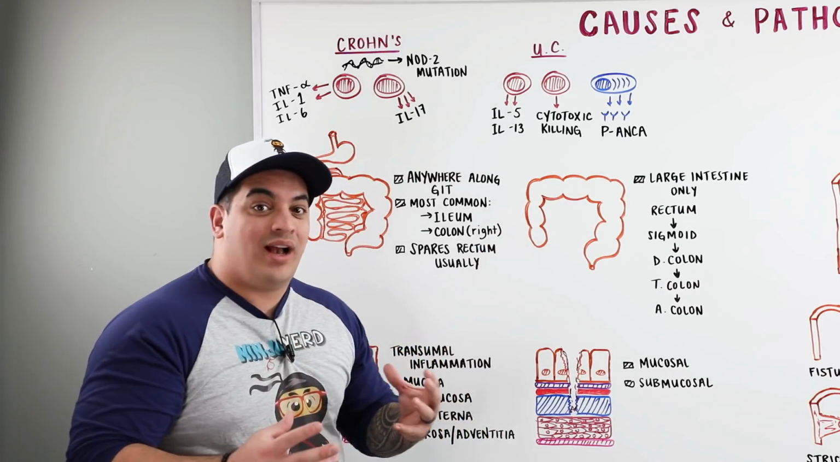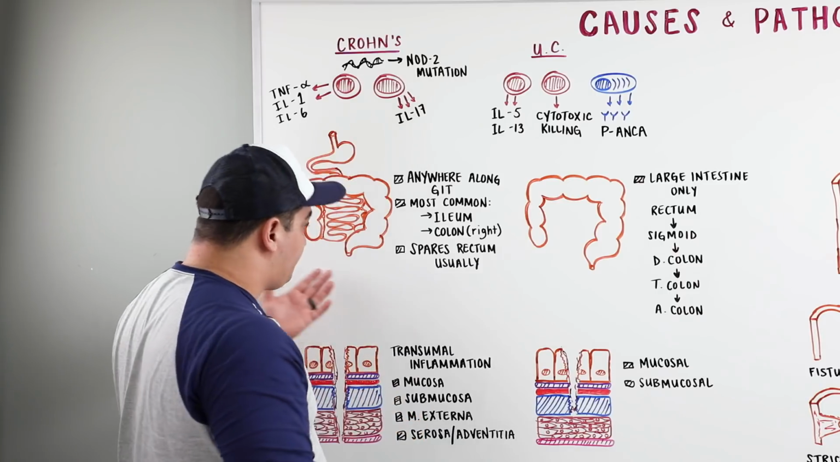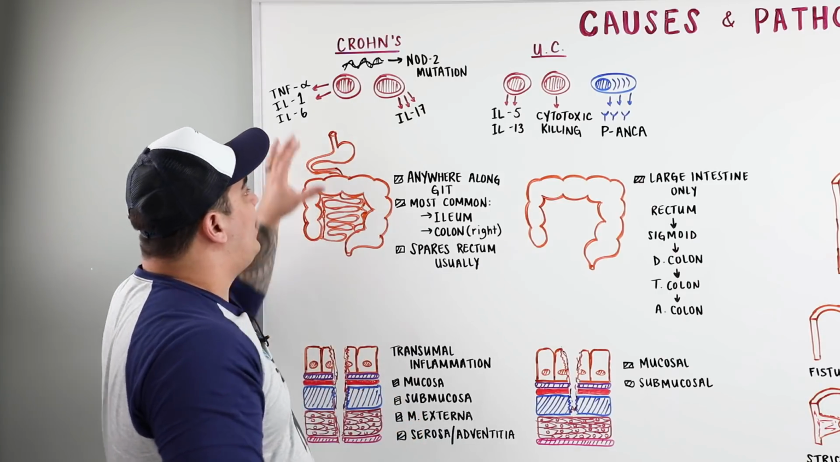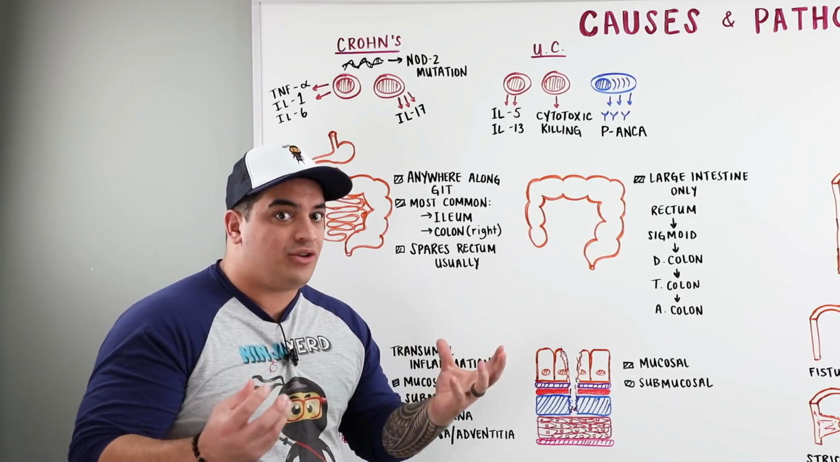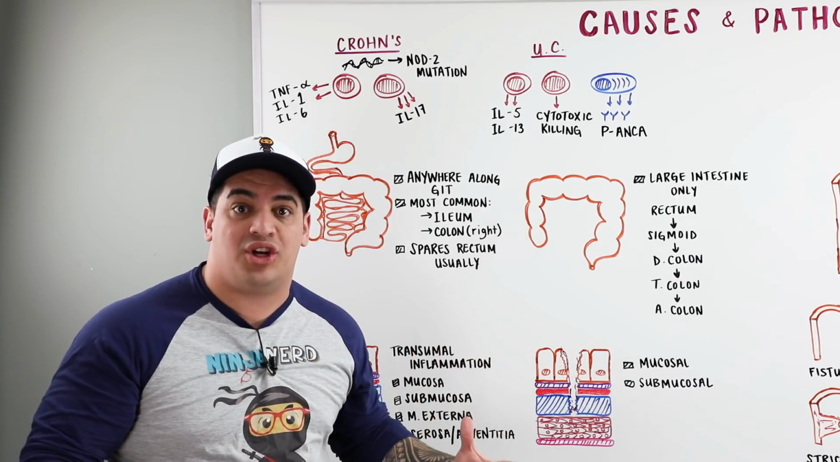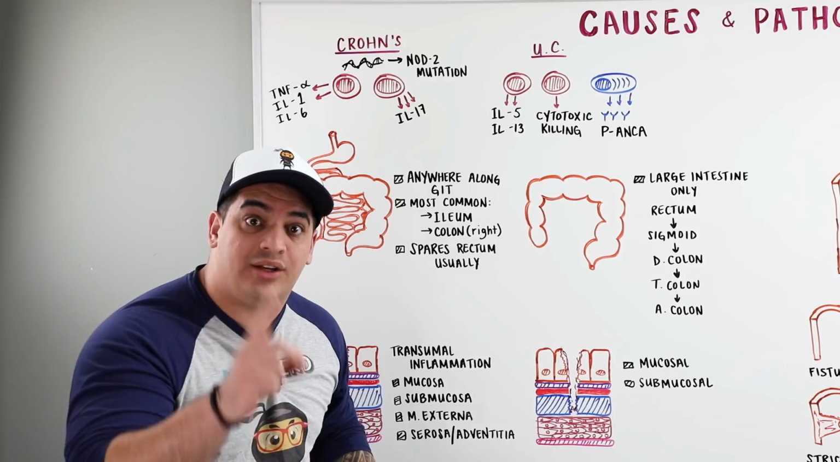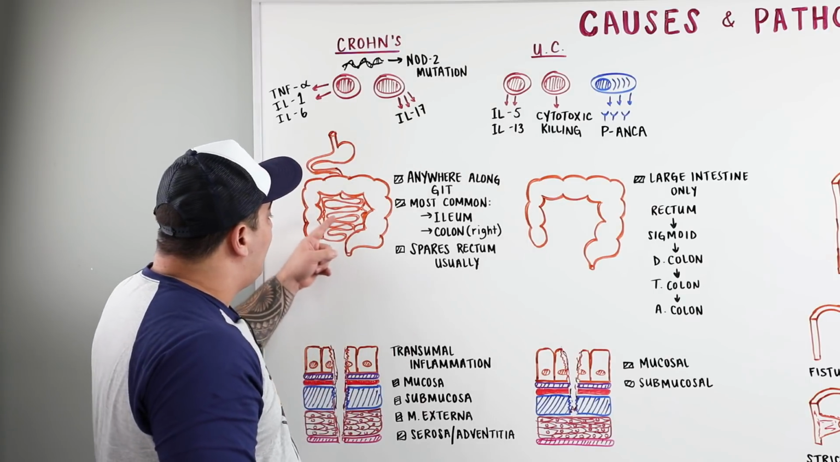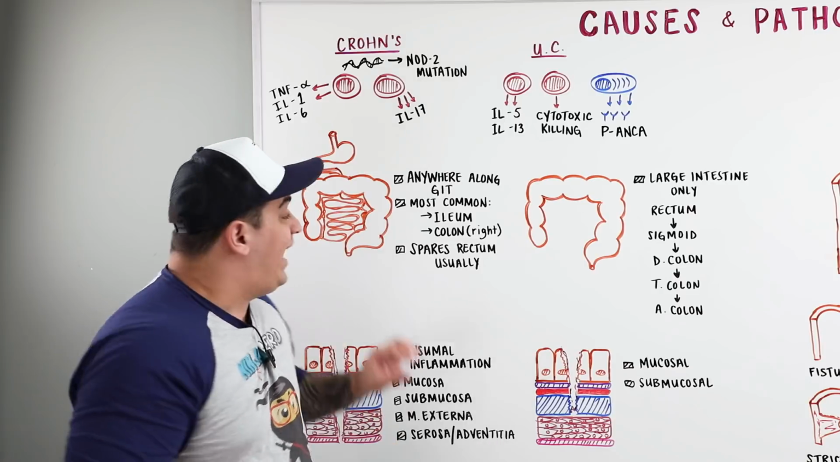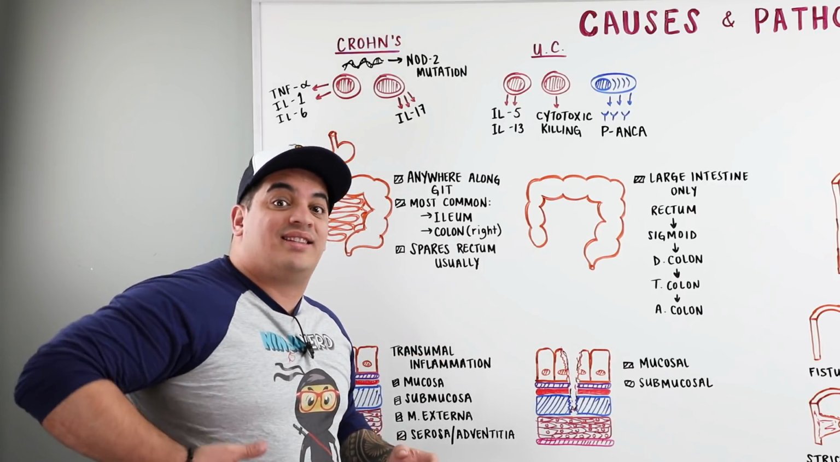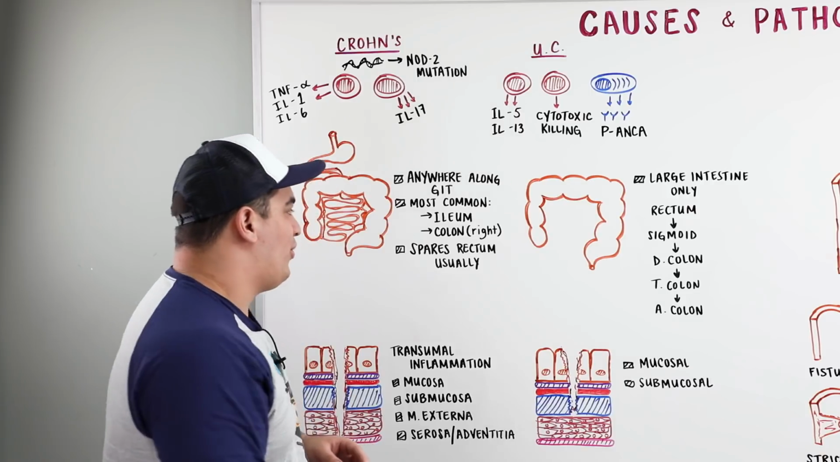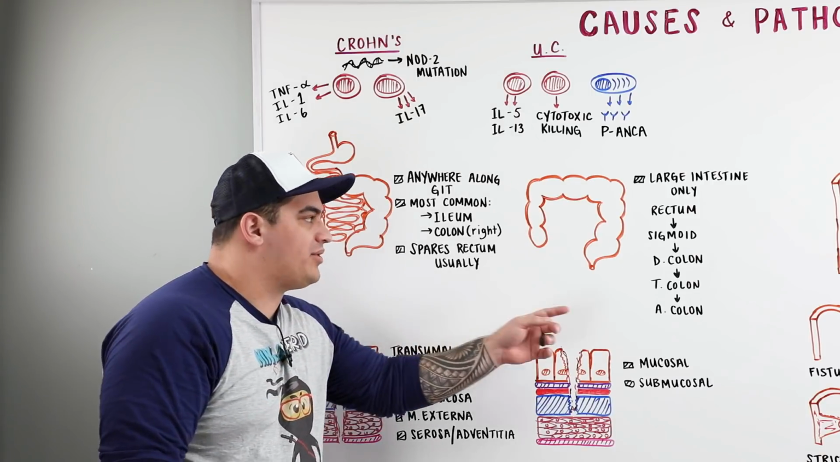Now, the good question that you guys should be asking here is, when we talk about Crohn's disease, this inflammation, where can it involve? Is there a specific area of the GI tract? Actually, it can occur anywhere along the GI tract, but the most common location that you need to remember is going to be the last part of the small intestine called the ileum and the colon, but more specifically, the right side of the colon, so the ascending colon. That's very, very important to remember. And usually it spares the rectum.